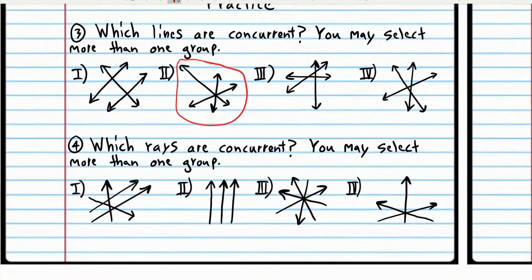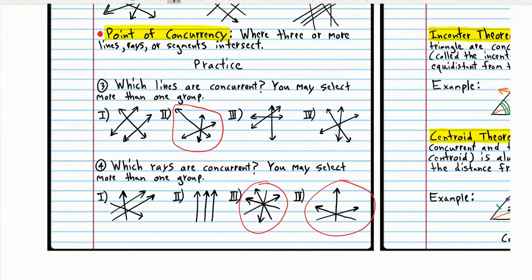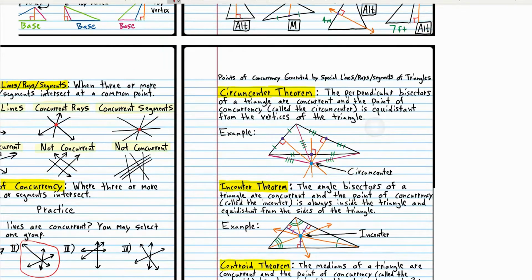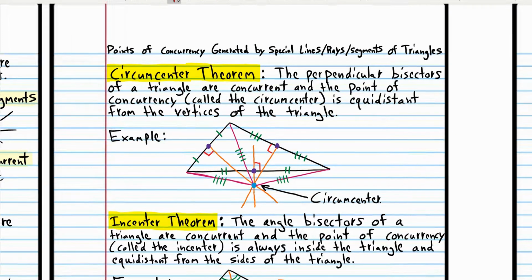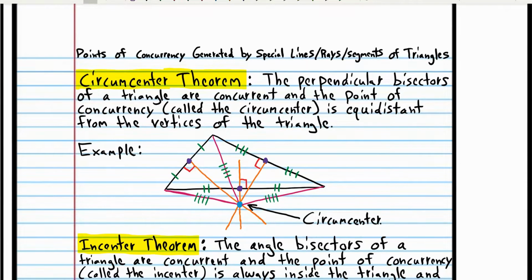Let's try number 4. Which rays are concurrent? Which groups do you think have concurrent rays? If you said this one and this one, you're correct. So that's just some practice with concurrency. So now we're going to get to the heart of this class, and that is points of concurrency generated by special lines, rays, or segments of triangles.